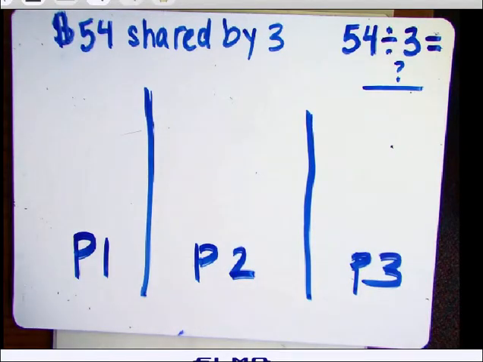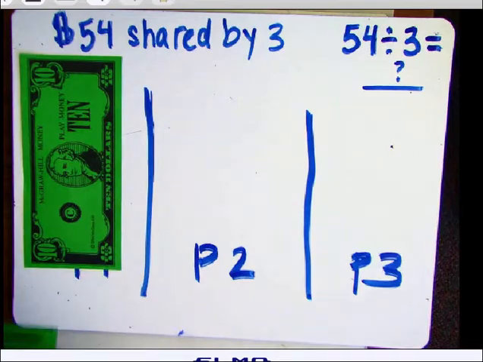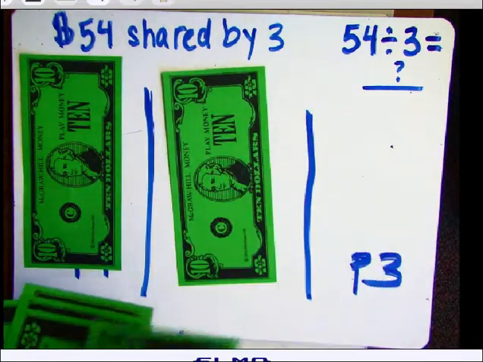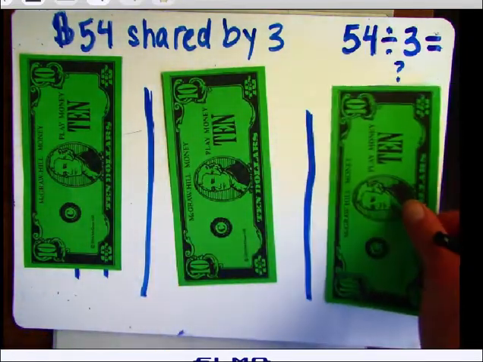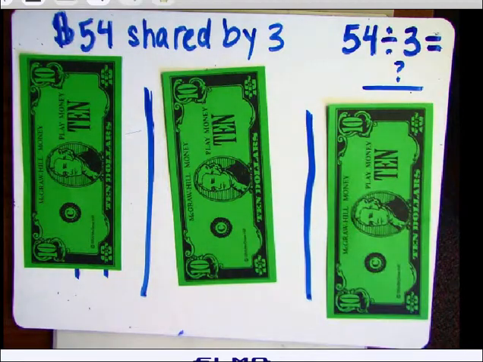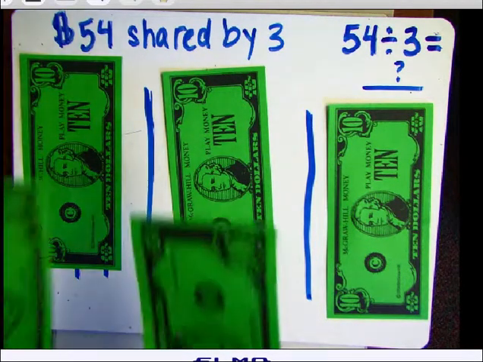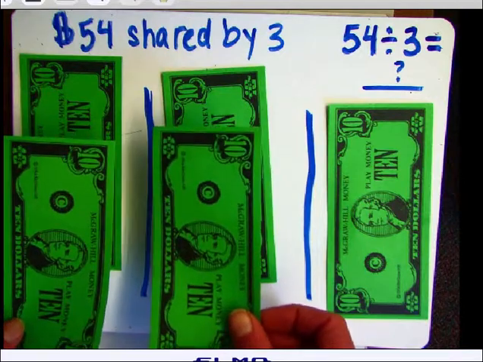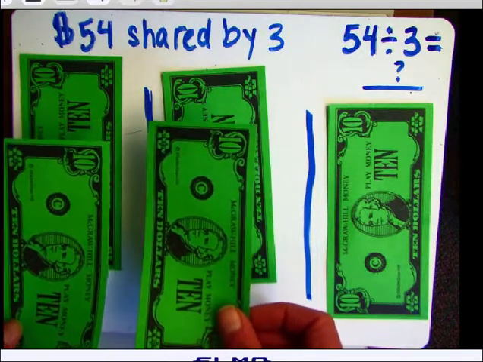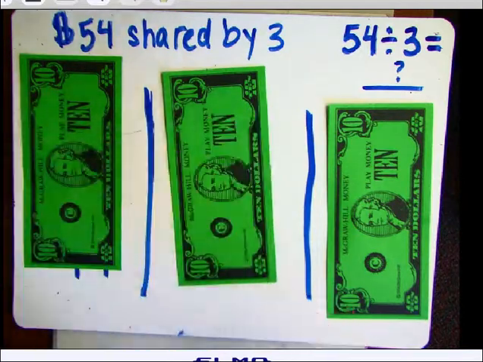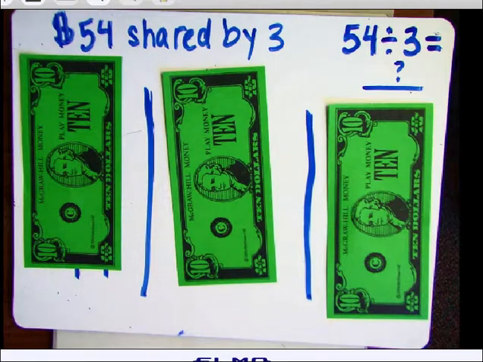So here we go. Person 1 gets $10, person 2 gets $10, person 3 gets $10, and that brings us to $30. And I need to stop there because I only have 5 $10 bills, and it would not be fair for person number 3 if I continued handing out $10 bills because it's not equal then. These guys would have 2, and this guy down here would only have 1. And that's not fair. So each person is going to get 1 $10 bill.